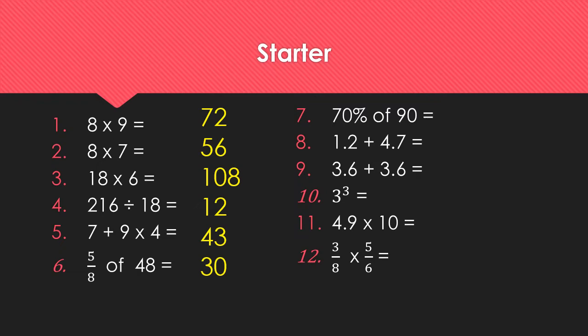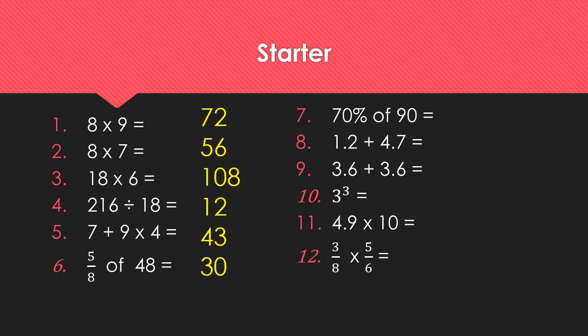216 divided by 18. So you need to work out how many 18s there are in 2. That's easy, there are none. How many 18s are there in 21? Yep, that's right, just 1. And that means there is 3 left over. So then how many 18s are there in 36? Yep, that's right. There is 2. So our answer there is 12, and you can do the inverse to check your answer. So 12 times 18 equals 216.